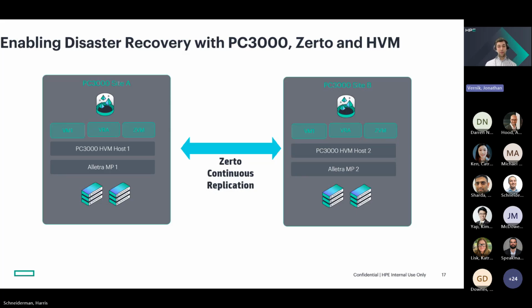With Discover, but also the latest release of Zerto, we now have DR capability allowing for cross-site replication with our very own hypervisor, HVM, which is built on top of KVM. Some of you might know it as VM Essentials, which is the manager of the hypervisor.